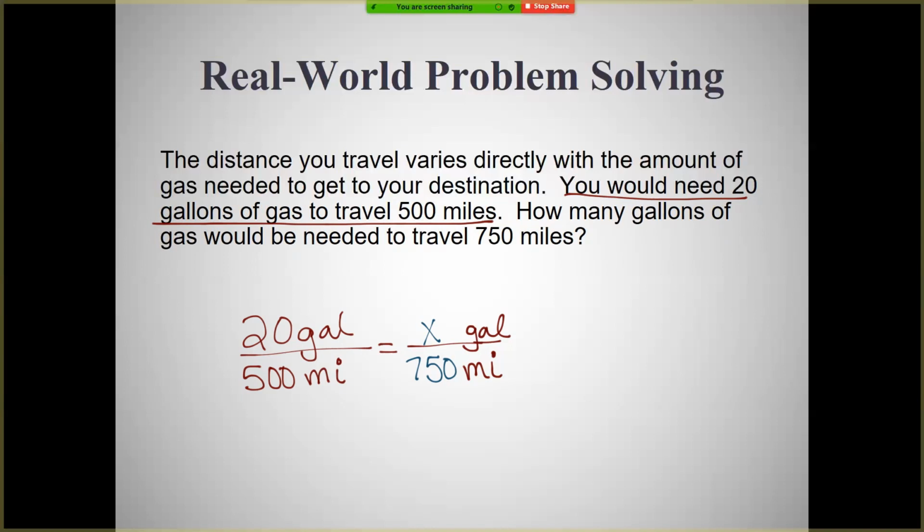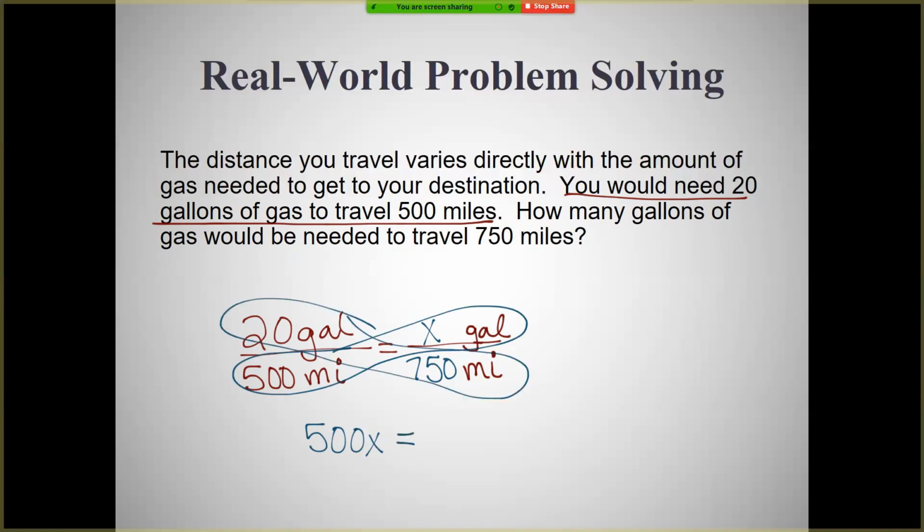At this point, you want to cross multiply. If I take X times 500, I get 500X. That's this diagonal right here. Then I'm going to set that equal to the other diagonal. I'm going to take 20 times 750, which is 15,000. Then I'm going to divide both sides by 500 to get x equals 30.